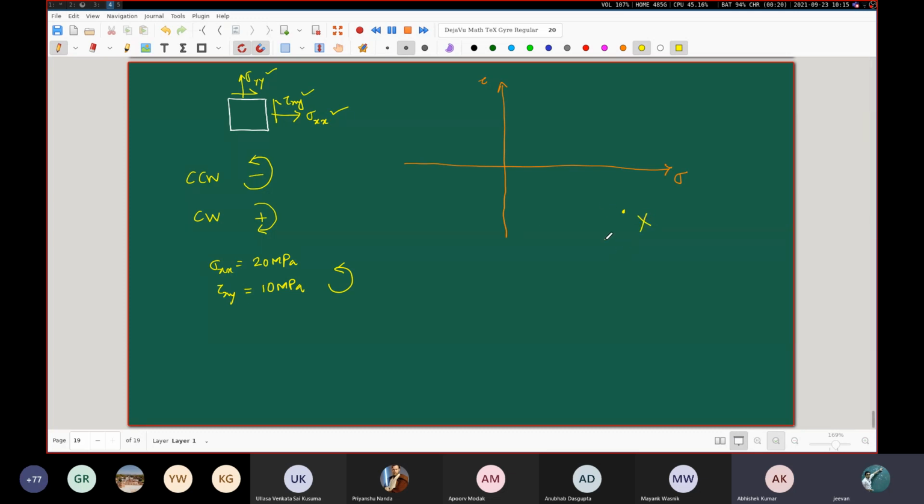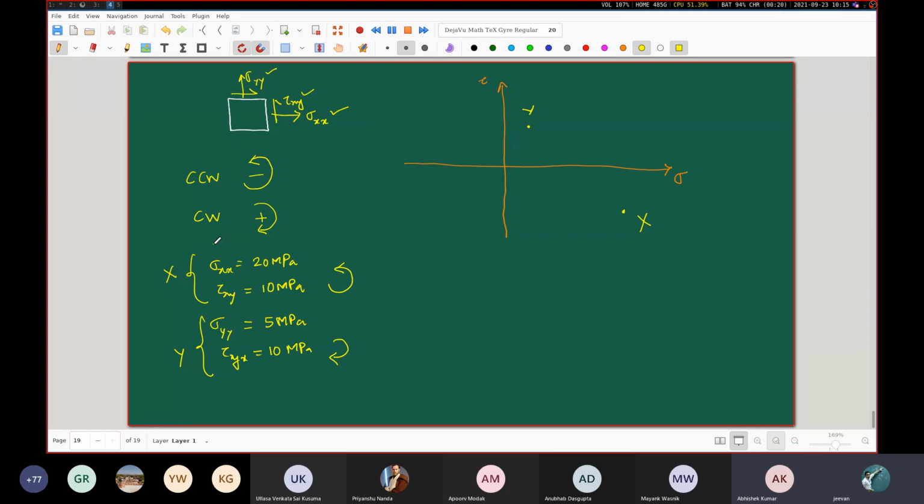But this one, in the language of Beer and Johnson, this is the point X. And let's say this other thing, the sigma yy tau yx combination, let's say sigma yy is, let's say, 5 MPa. And your tau yx is also supposed to be equal to 10 MPa, because we know that these two magnitudes are the same, but this has a tendency of rotating the stress element in the clockwise sense. So it will be on the upper half. So 5 MPa is somewhere here. So it will be something like this. So this is your point Y. So these two together constitute the point Y, and these two constitute the point X.